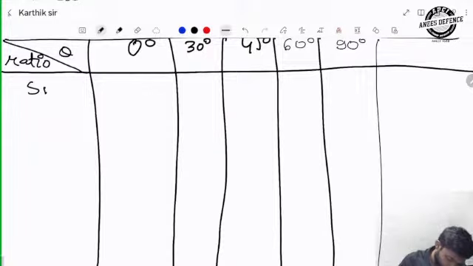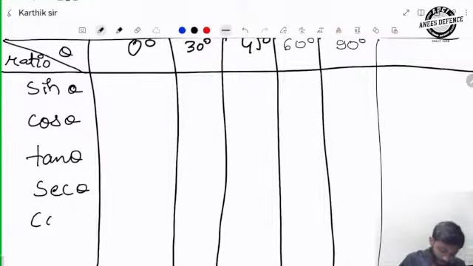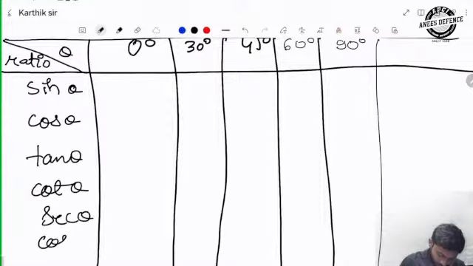First, sin theta, cos theta, tan theta, cot theta, sec theta, cosec theta. All right. So first of all, what you have to do is write 0, 1, 2, 3, 4.